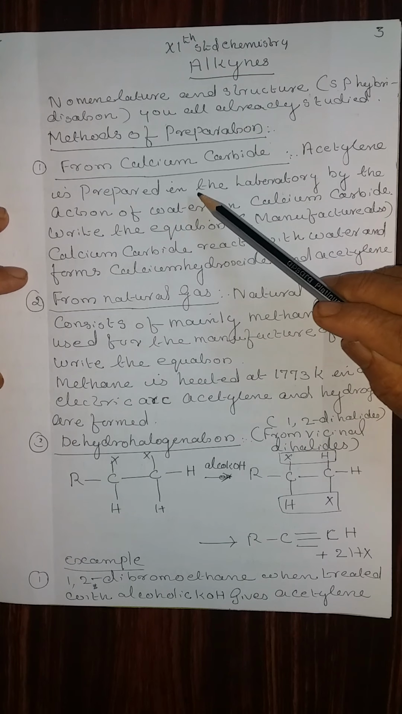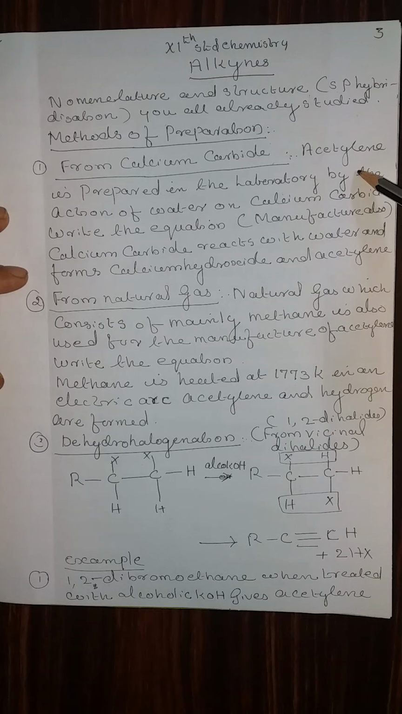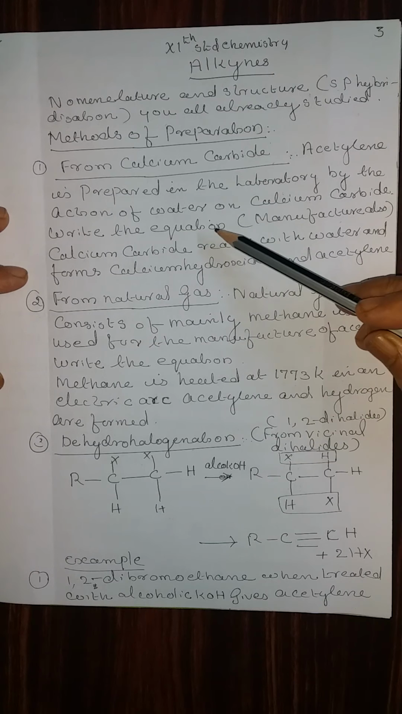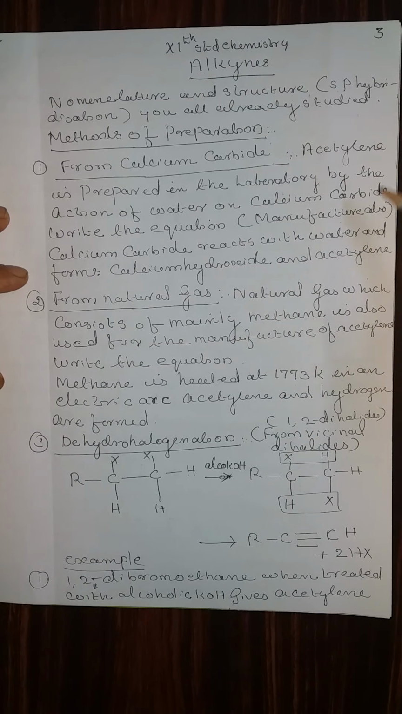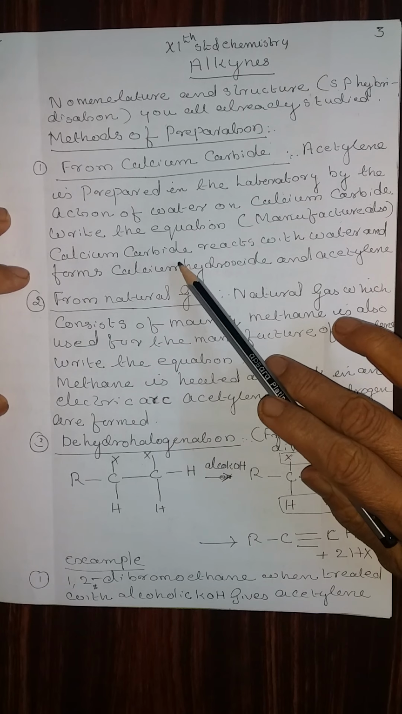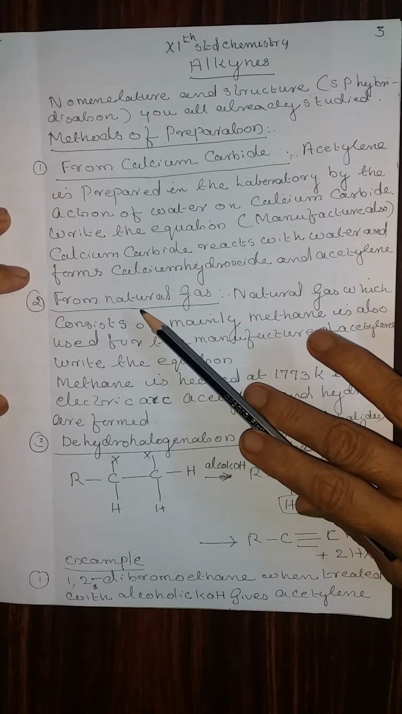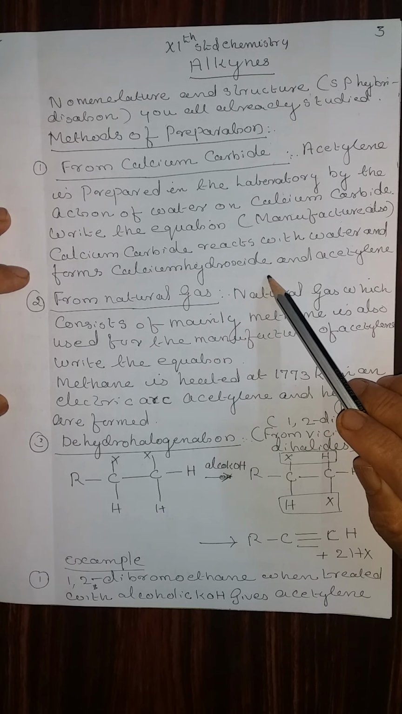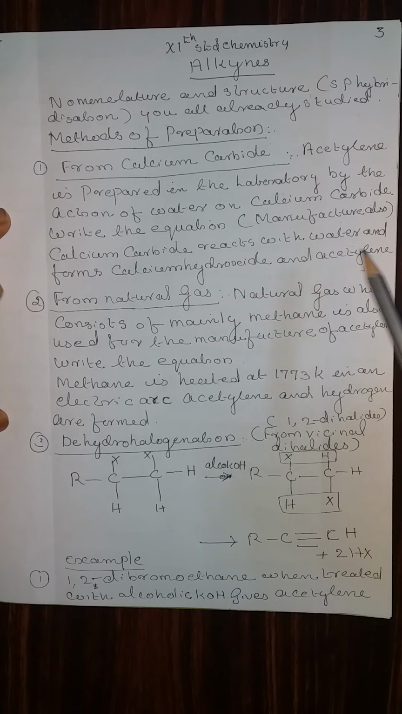1. From calcium carbide. Acetylene is prepared in the lab as well as manufactured by the action of water on calcium carbide. Write the equation. Calcium carbide reacts with water and forms calcium hydroxide and acetylene.